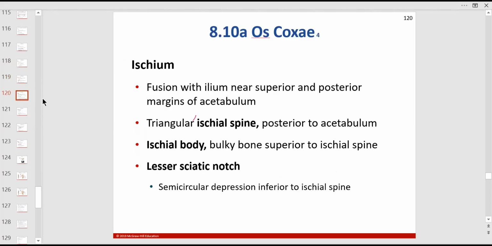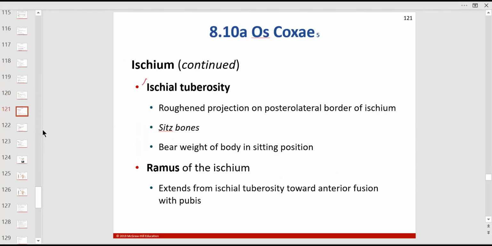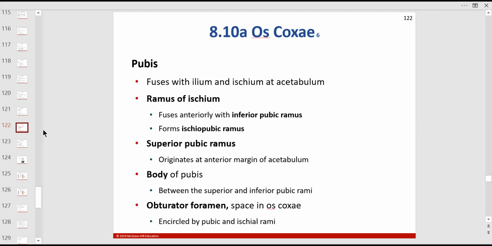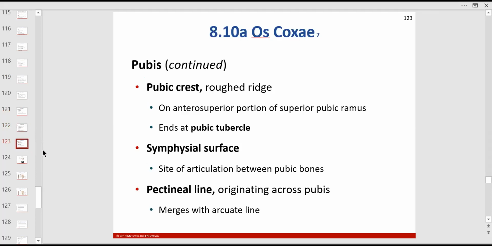The ischial spine, you should know. Ischial tuberosity, too. That's the part that you sit on. This is a good recording, too, to help you. Obturator foramen, for sure. Pubic crest is a good one. But if you just said pubic bone there, you'd be fine.